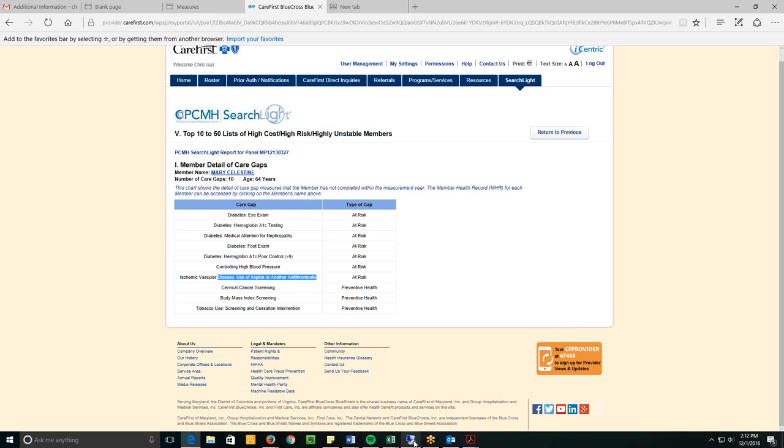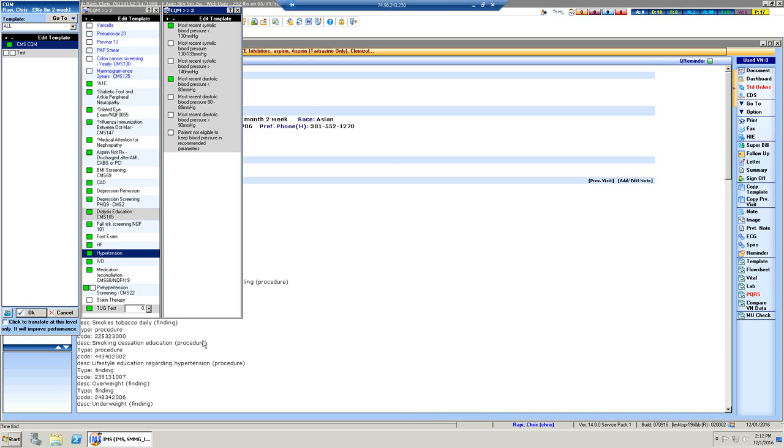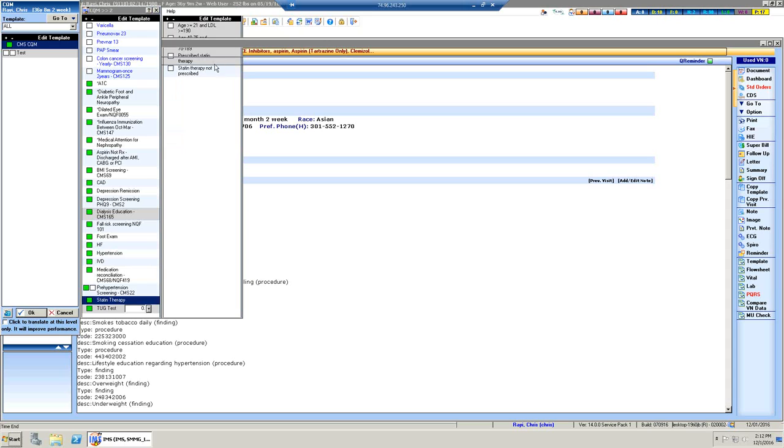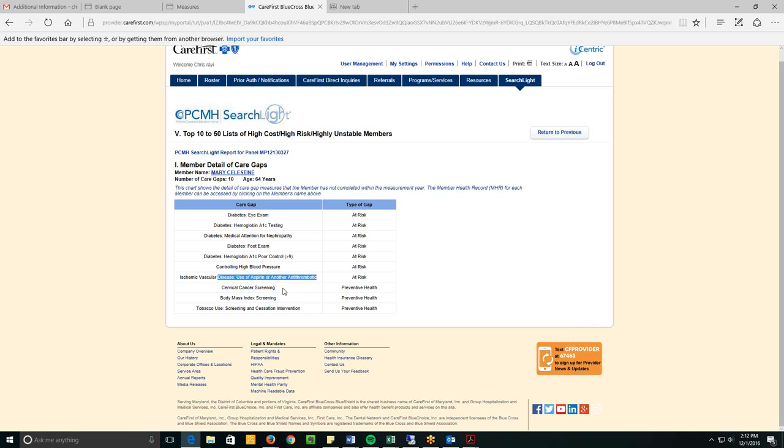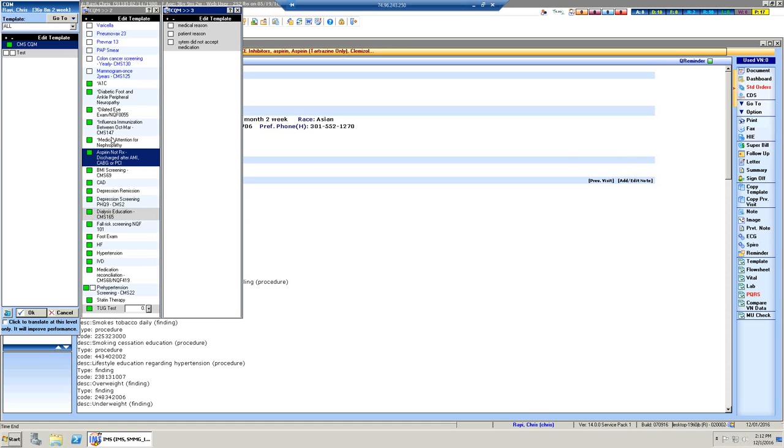Use of aspirin, same thing, if they have ischemic vascular disease. Statin therapy: if they go under this, they say whether we're doing the statin therapy or not. Okay, here, so why they're not doing it. Cervical cancer screening. This is from the order. They have to order that. Body mass index screening. This will come from the BMI screening here.